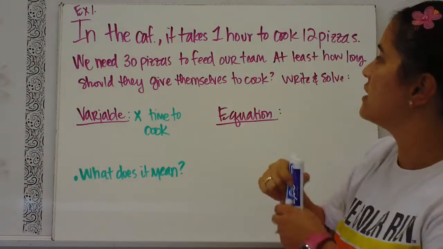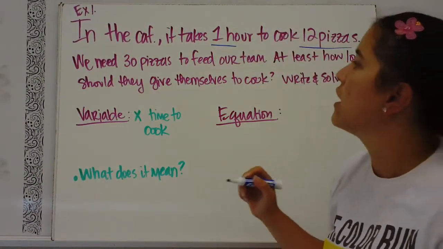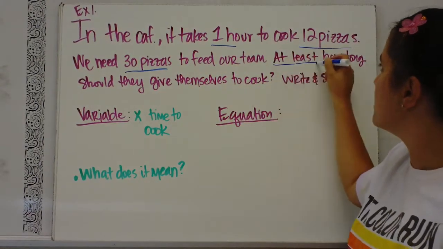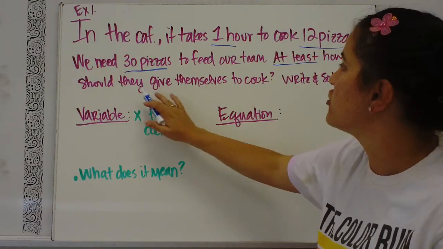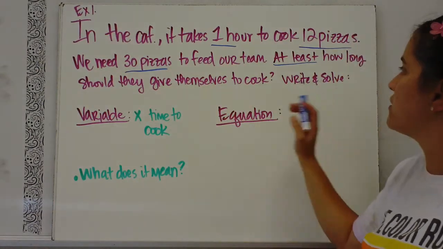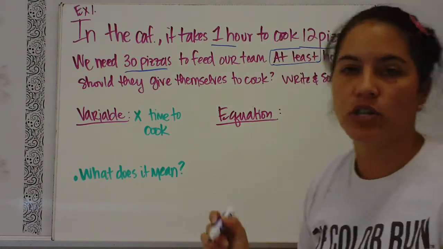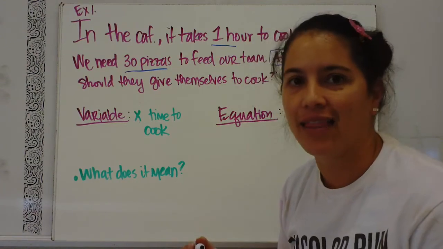In the cafeteria, it takes 1 hour to make 12 pizzas. We need 30 pizzas to feed our team. At least how long should they give themselves to cook? So write and solve. The words "at least" tell me that we're talking about an inequality. It doesn't say exactly, it says at least.